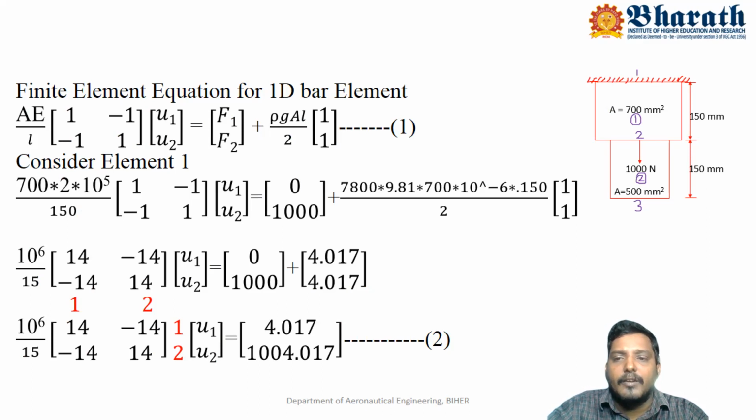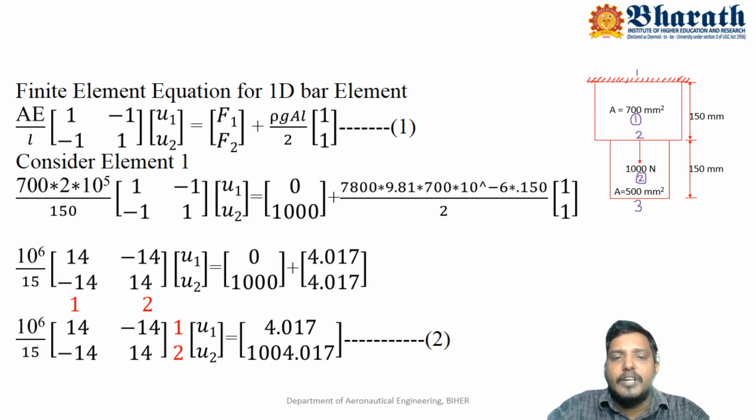Consider element number 1. The area is 700 mm square, Young's modulus is specified as 2 into 10 power 5 Newton per mm square, and the length of the element is 150 millimeter. The matrix is 1, minus 1, minus 1, 1. Element 1 is associated with nodal displacements u1, u2, equal to the nodal force. At nodal location 1, there is no external force. At nodal location 2, an external force of 1000 Newton is specified. In this problem, we assume the downward direction is positive.